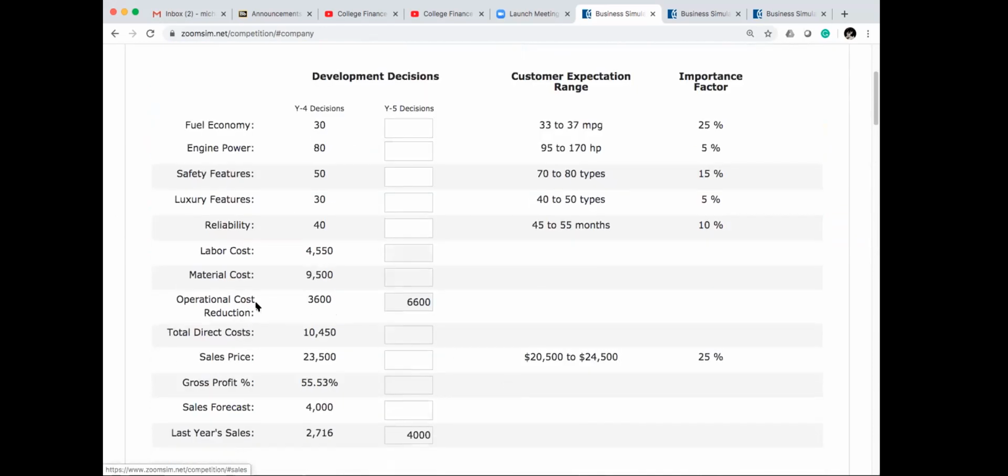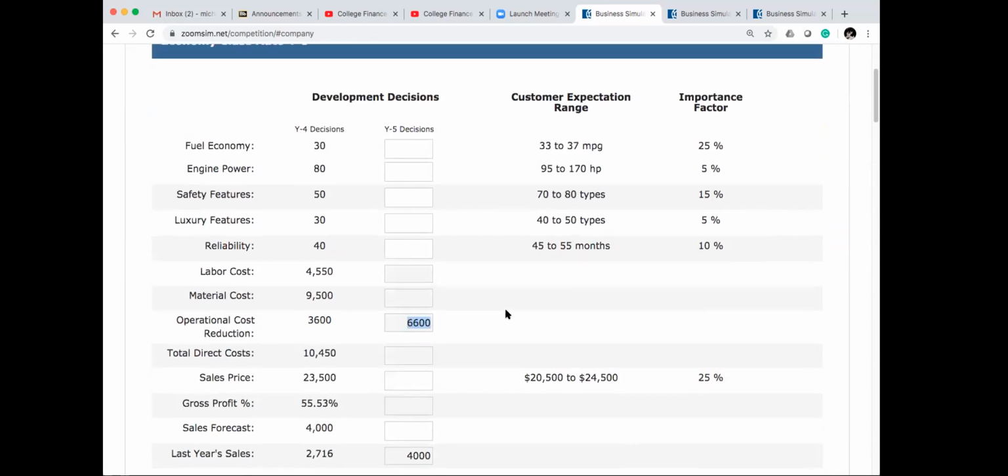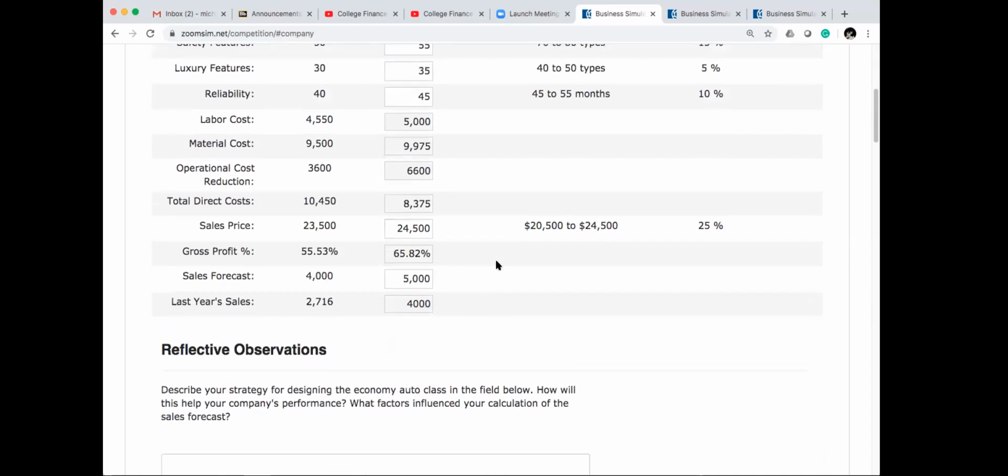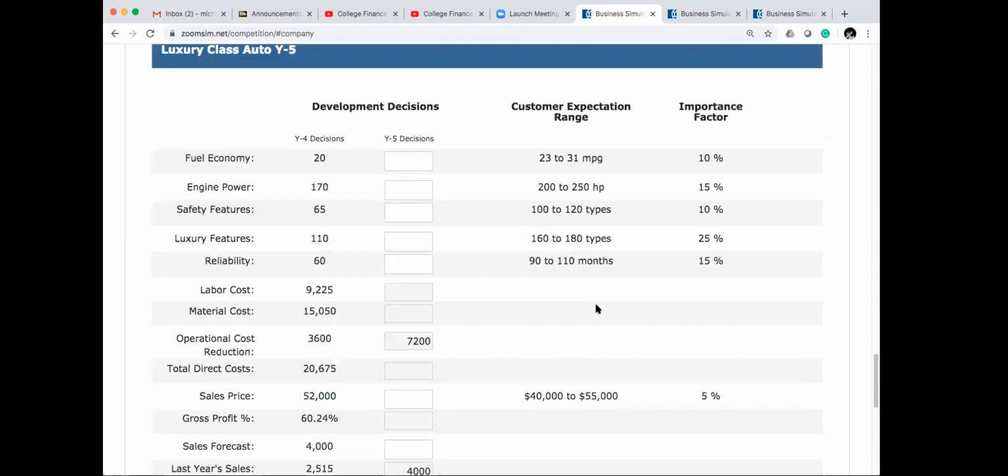So now I've pumped up my operational cost reductions from $3,600 to $6,600. So it's going to make it easier this round to increase my scores. So I'm going to increase my characteristics. And now I'm able to increase my sales price and my profit margins. And then I'm going to increase my forecasts. But first, what I'm going to do is I'm going to go down to get an idea.